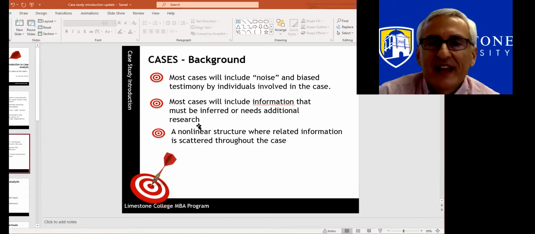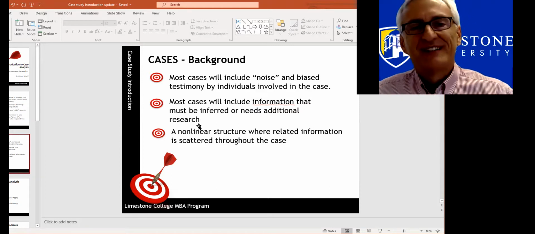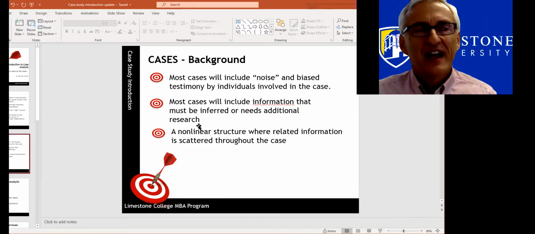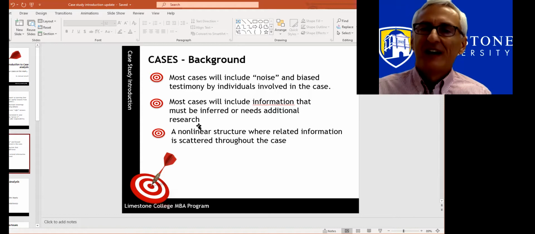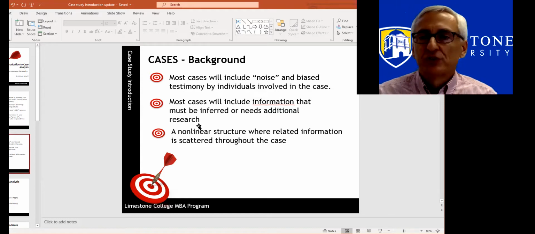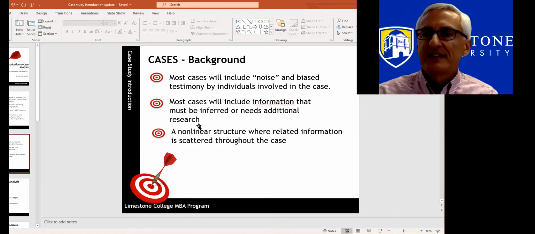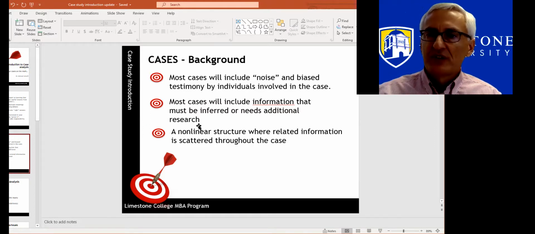Also, just like in life, the case studies might be missing information that you feel you need. If that's the case, you can either try to research, meaning Google it and try to figure it out, or you make assumptions, and that is okay in the case. Just write, I'm assuming the following, and then you're basing your decision both on the facts of the case and the assumption that you made. And again, there is nothing wrong with that.